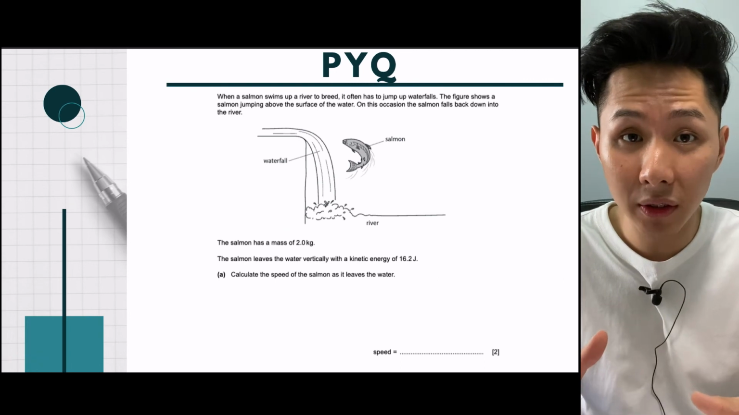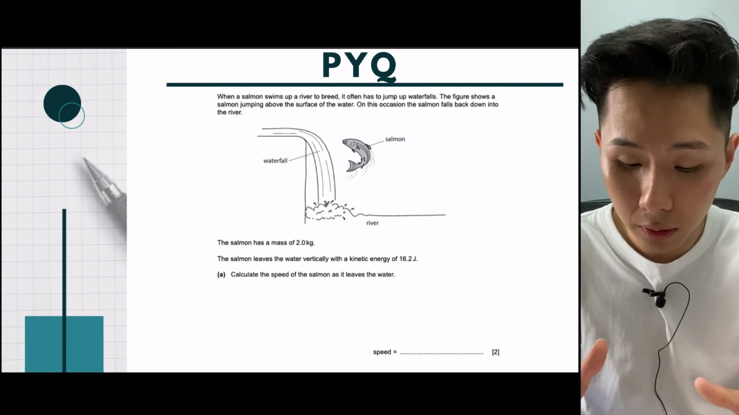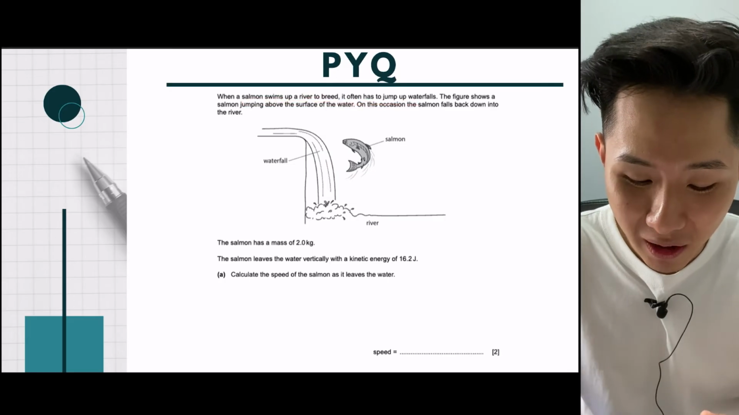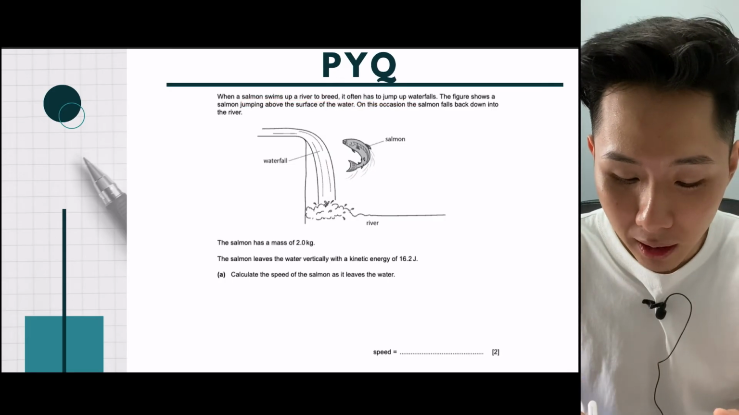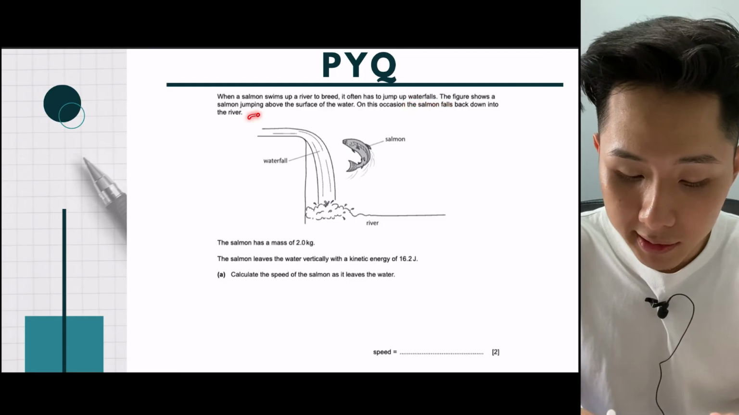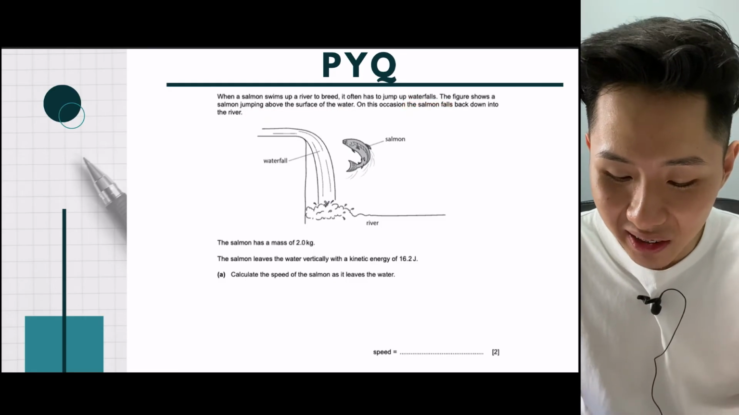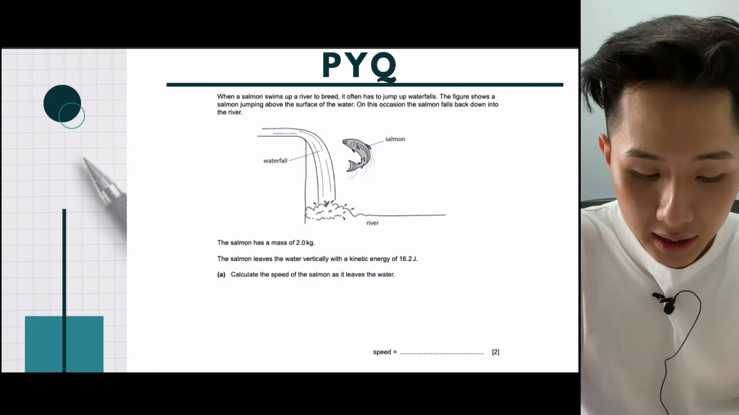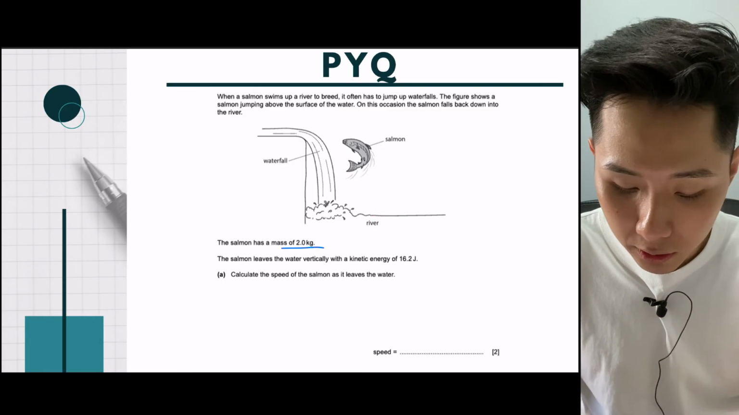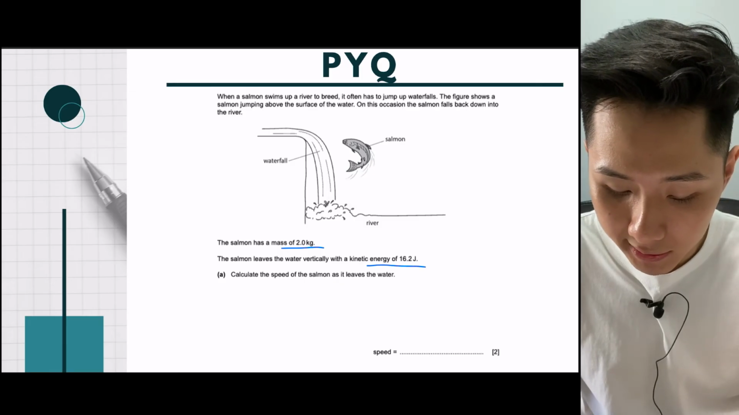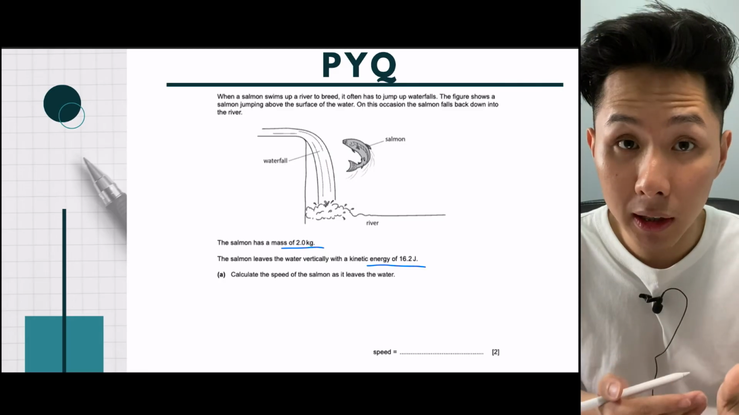So let's solve another question on how the two, mgh and half mv squared, relate. We have a very interesting question here. When a salmon swims up a river to breed, it often has to jump up a waterfall. The figure shows a salmon jumping above the surface of the water, and it falls back down to the river. So key information: the salmon has a mass of 2 kilograms, and it leaves the water with kinetic energy of 16.2. Calculate the speed of the salmon.